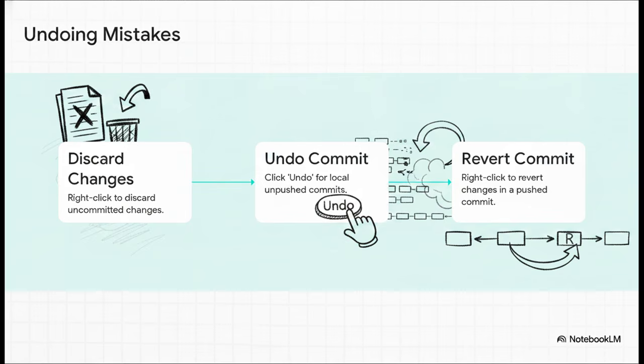Tier 2, what if you did make a commit but you haven't pushed it to the cloud yet? There is literally a button right there that just says Undo. You click it and your commit is instantly undone locally. But what about Tier 3? What if you committed a file, like our test.txt, and pushed it all the way out to the public cloud? For that, you just right-click the public commit and select Revert Changes in Commit.